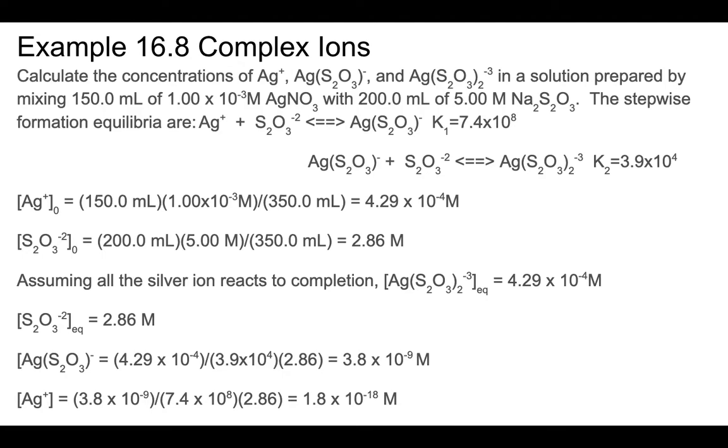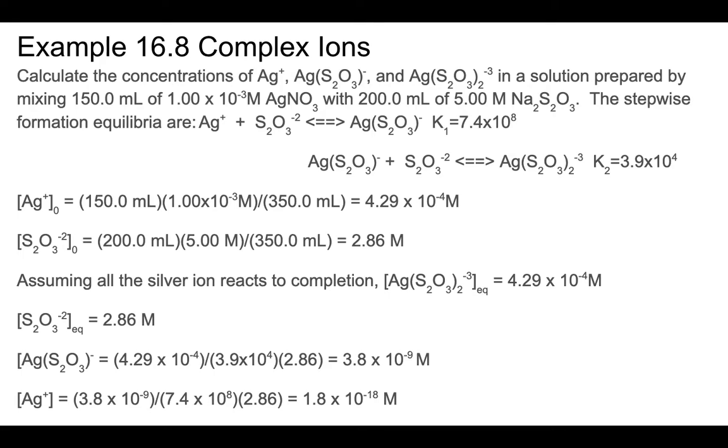So let's start out with our initial concentrations. Now, because of the dilution, we're going to have to factor in what the addition of the 2 solutions to each other does to the molarity. So we're going to take M1V1 divided by V2 to get M2. So for silver ion, that works out to 4.29 times 10 minus 4 molar. And for the thiosulfate ion, that works out to 2.86 molar.